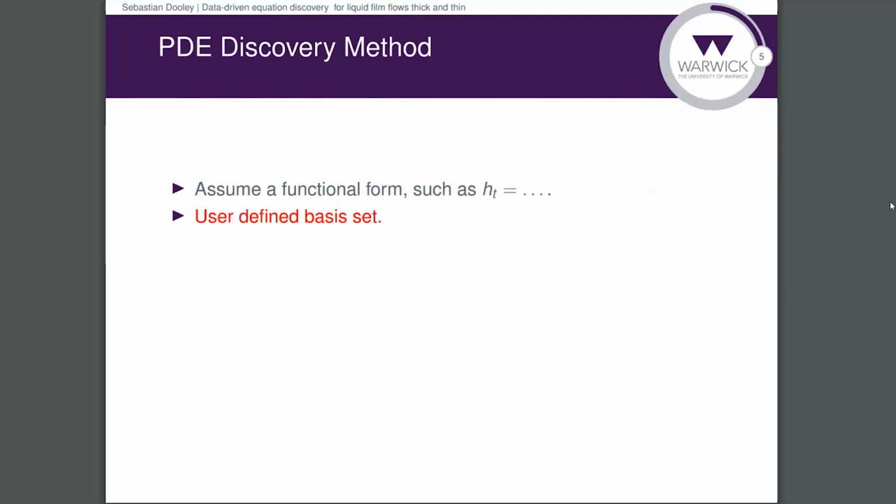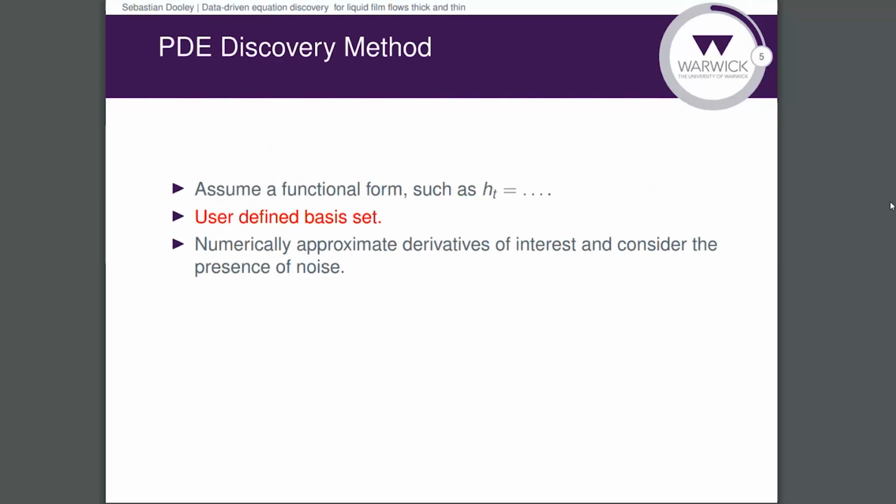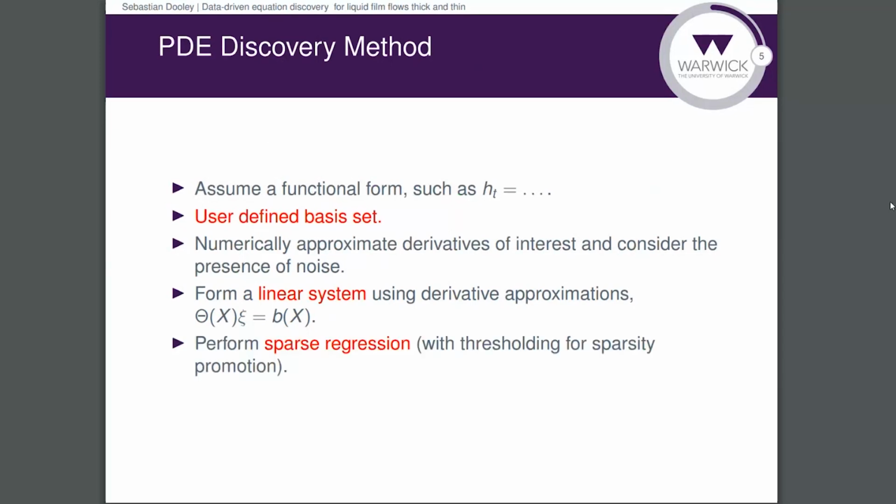You define a basis set, you numerically approximate whatever's of interest, for example, dh/dx or h squared. You form a linear system using those approximations, so that's why theta and b are dependent on x, x being your data, and then you perform a sparse regression on top of that. The reason why we do a sparse regression is we assume that most equations can be described by just a few terms. Most equations don't include like 100 or 200 terms. So that's an underlying assumption by making this sparse.